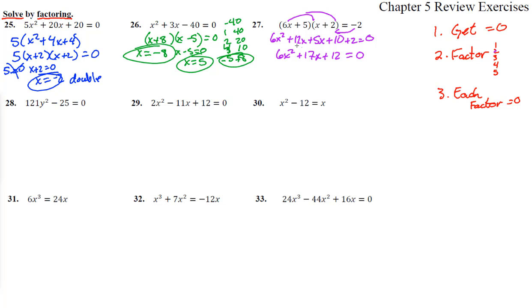How many terms? 1, 2, 3. 3 terms. Leading coefficient is 6, so we have to take 6 times 12, which is 72. Could be a 1 and a 72, or a 2 and 36, or a 3 and a 24, 4 and an 18, 5, 6 and a 12, or a 7, 8 and a 9. What would add to 17? Looks like that 8 and that 9 will. So it's really 6x squared plus 8x plus 9x plus 12.